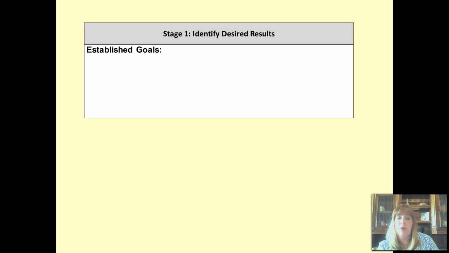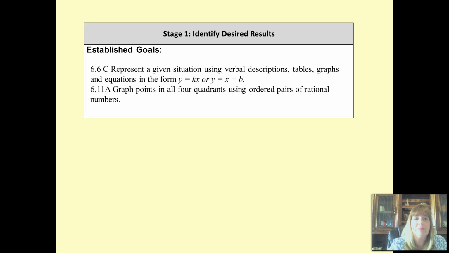We're supposed to establish our goals. Take a look at your curriculum documents and look at the TEKS. This part is easy. We're looking at the TEKS. They've already been laid out for us on what it is that we want. So let's look at what those readiness standards are for this unit. We've got 6.6C, represent a given situation using verbal descriptions, tables, graphs, and equations in the form y equals kx or y equals x plus b. And we also have 6.11A, graph points in all four quadrants using ordered pairs of rational numbers.